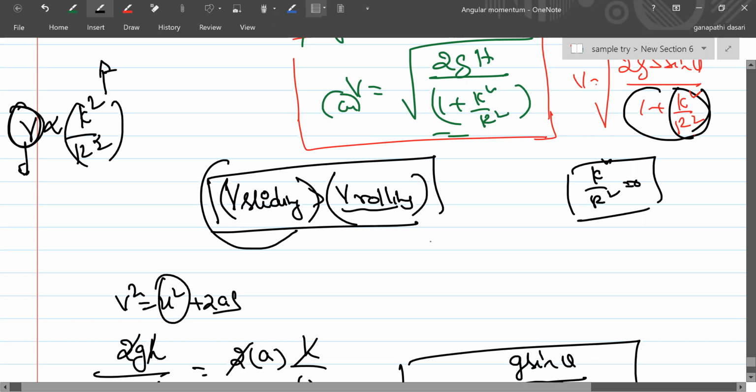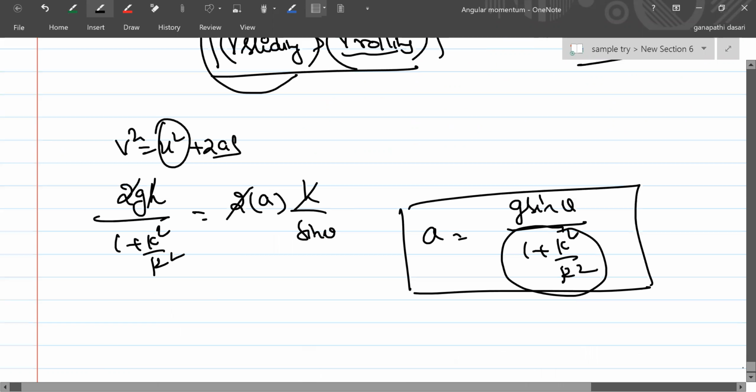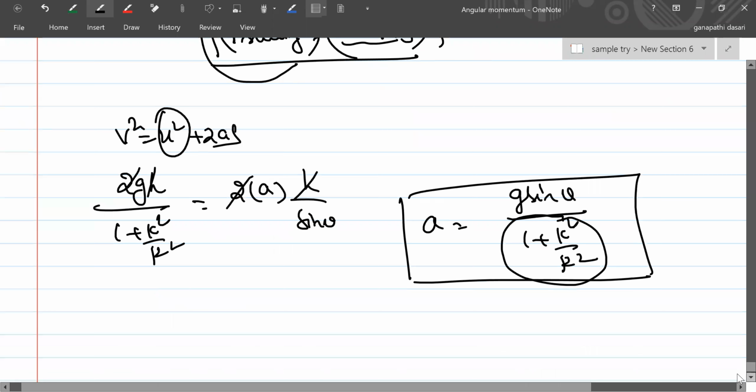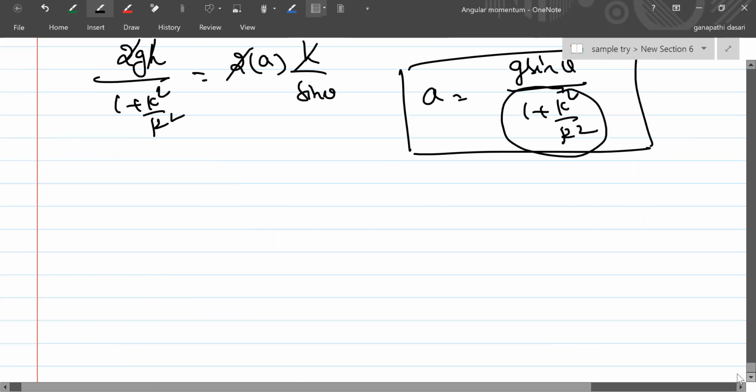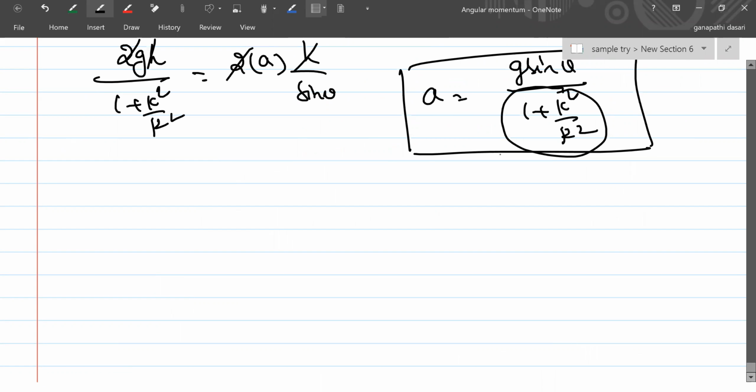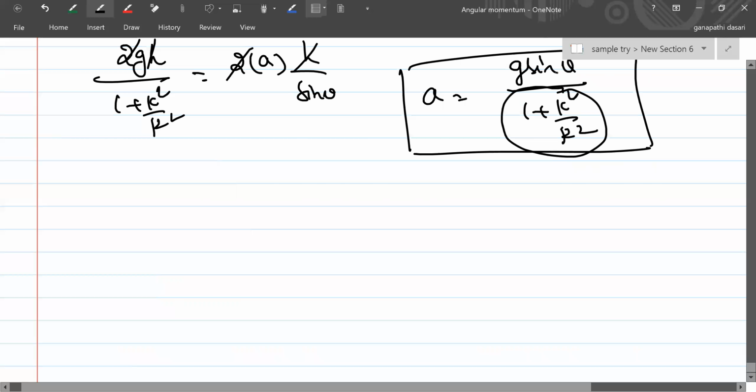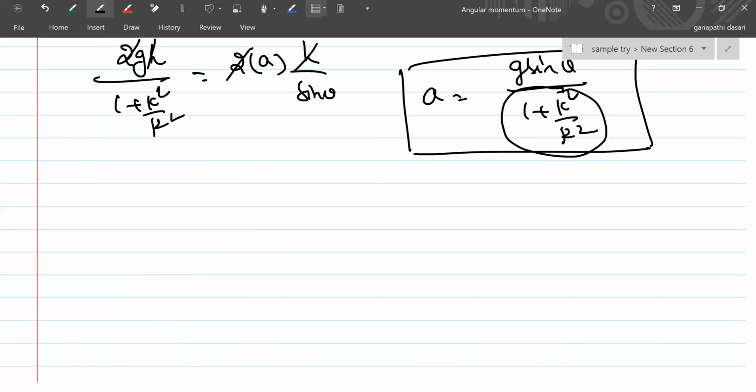Which has higher k square by r square, that will have lower acceleration. Got it? Already, if we take it as a particle, k square by r square is 0, acceleration is equal to g sin theta. That is what we studied in Newton's laws of motion. You remember that g sin theta acceleration in Newton's laws of motion? A is equal to g sin theta, I remember.